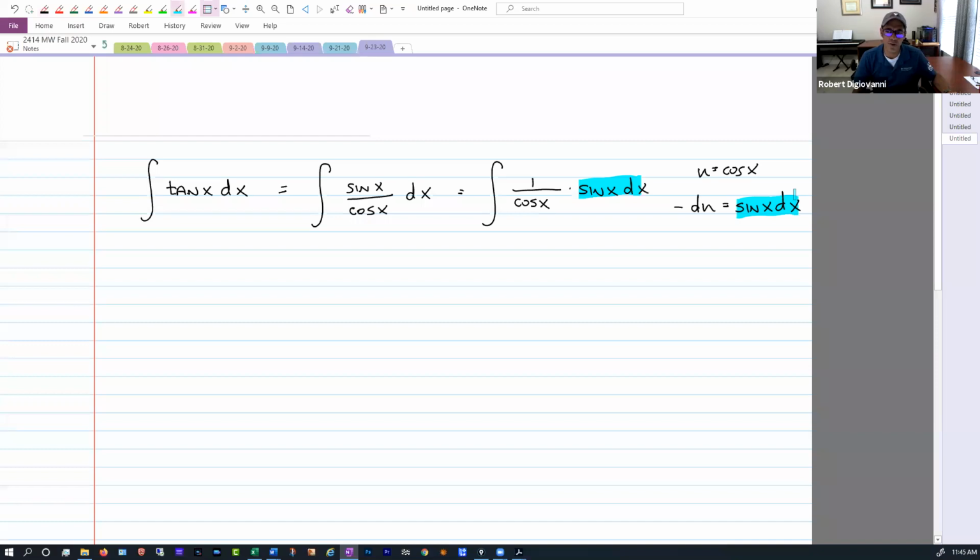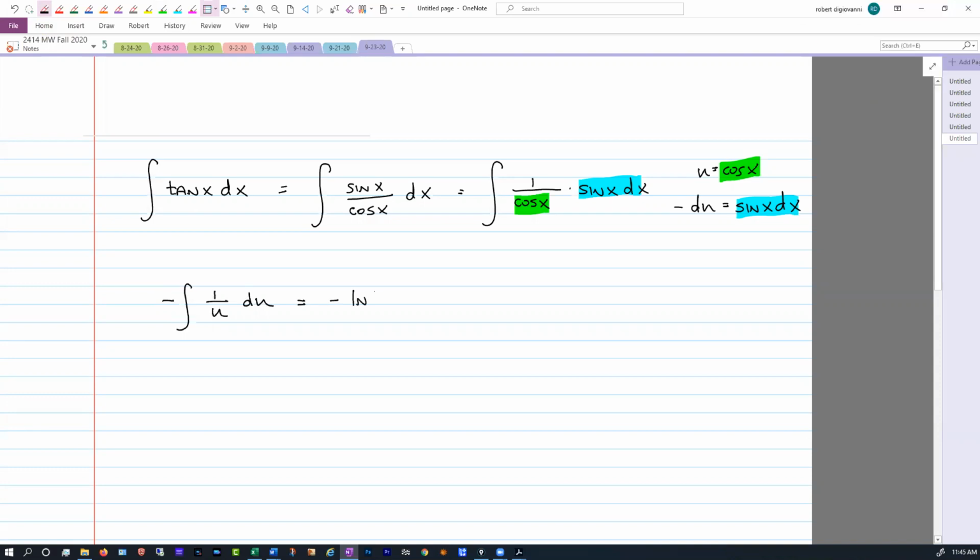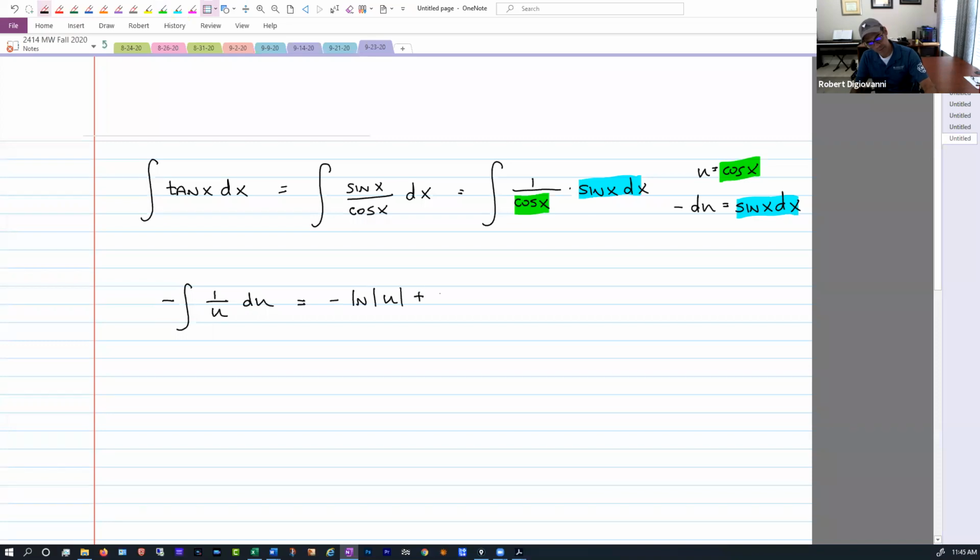So this is just a basic u substitution, isn't it? That's all this is. I rewrite this integral as 1 over u times du, but I have a negative, so I'm going to put the negative out front. Any questions? What's the antiderivative of 1 over u? Absolute value, ln absolute value of u plus c. Okay, what was u? Cosine, right? So this is going to be negative natural log of the absolute value of cosine of x plus c.